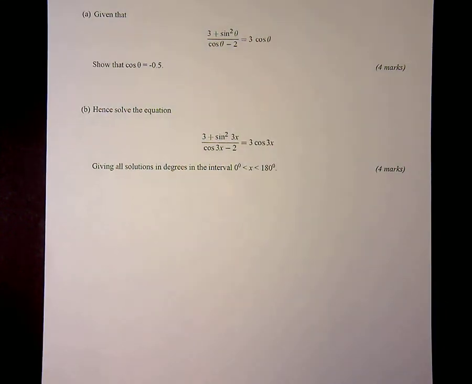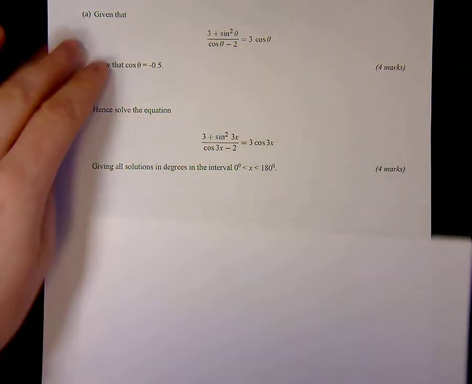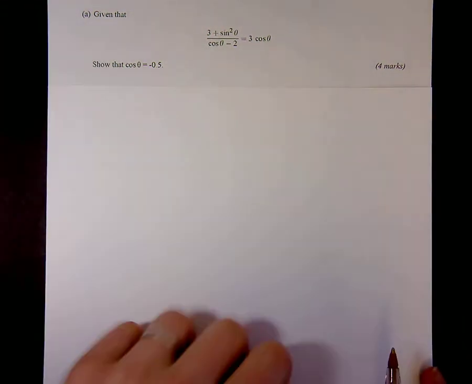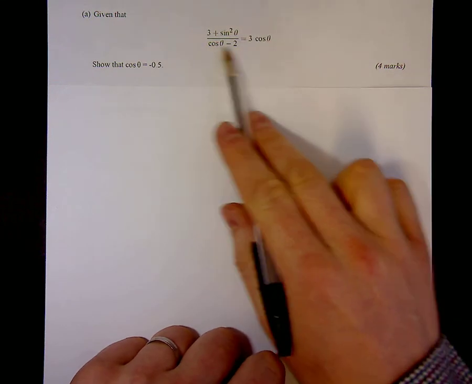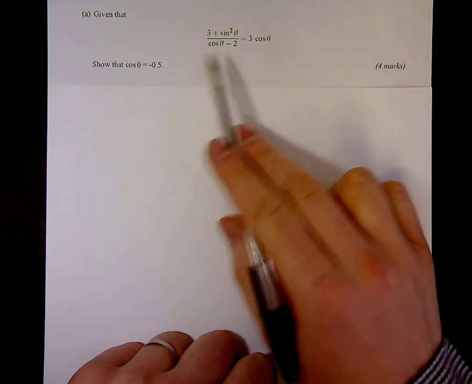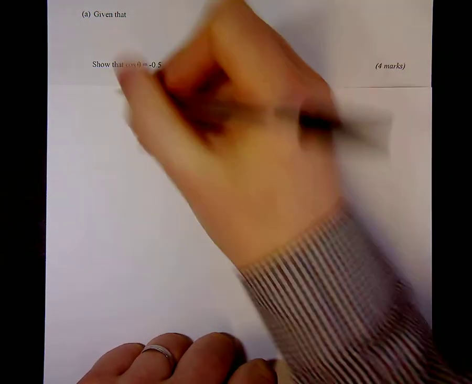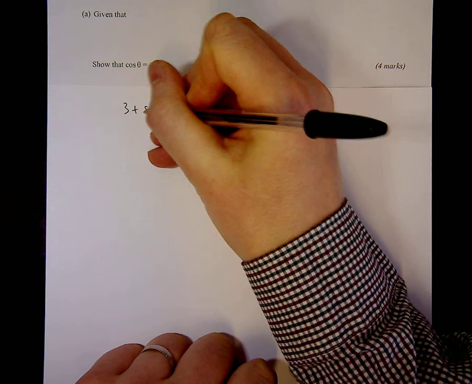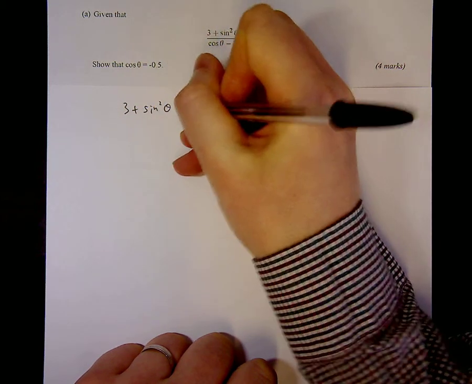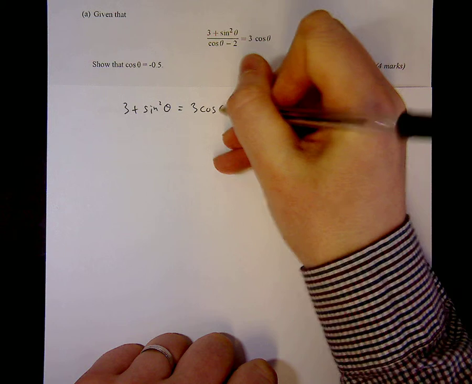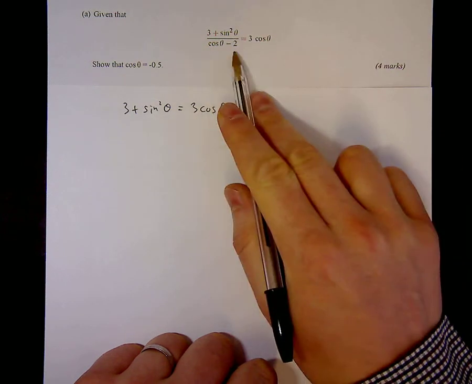So in order to solve this equation, the first thing to deal with is the algebraic fraction. So here we've just got part A. So we need to eliminate this algebraic fraction here by multiplying through by the denominator. So the first thing to do is do that. So we get 3 plus sine squared theta equals 3 cos theta, and multiplying through the denominator eliminates it from here.